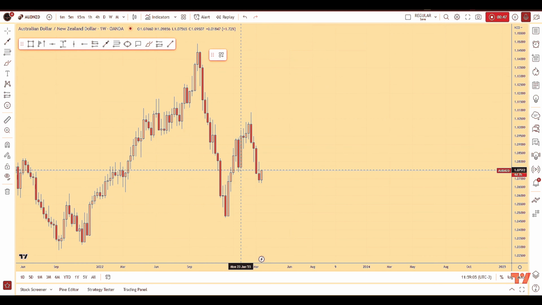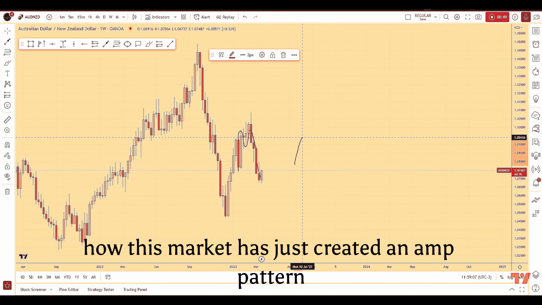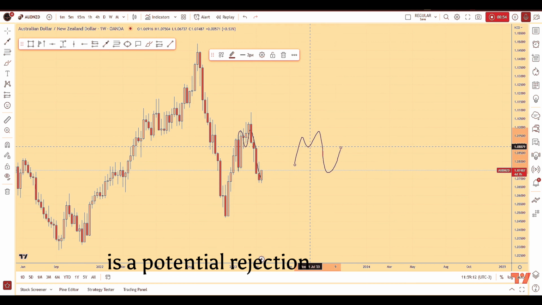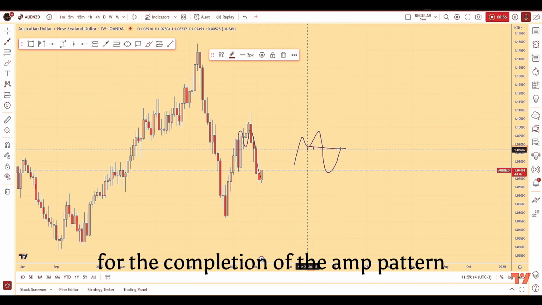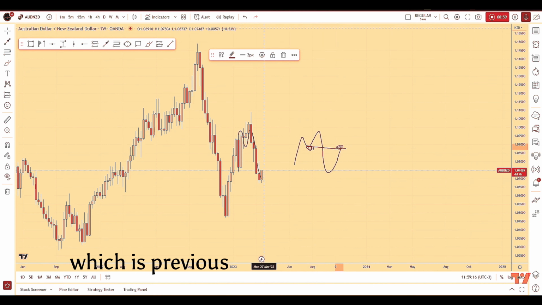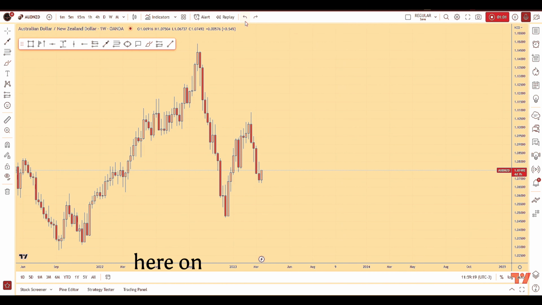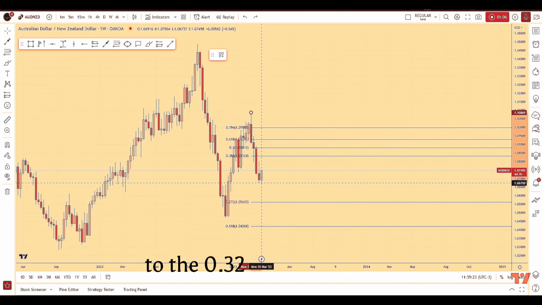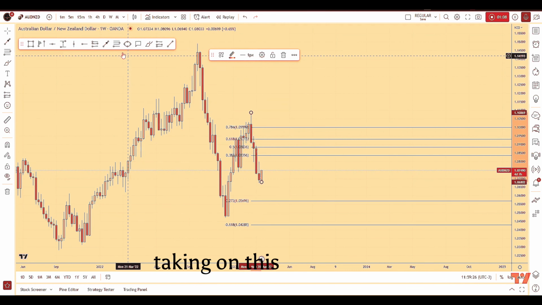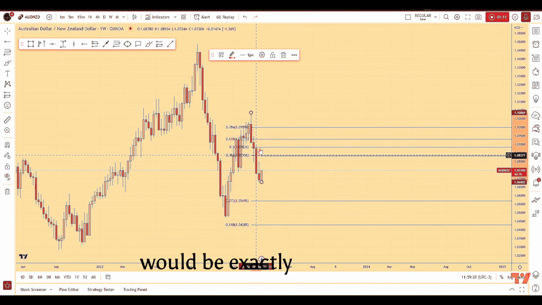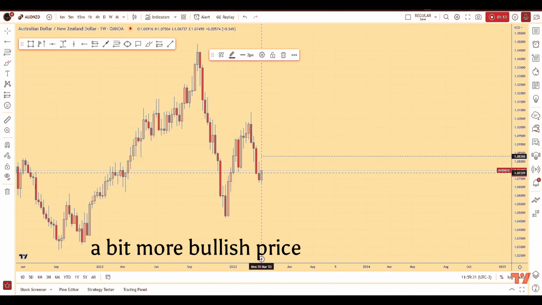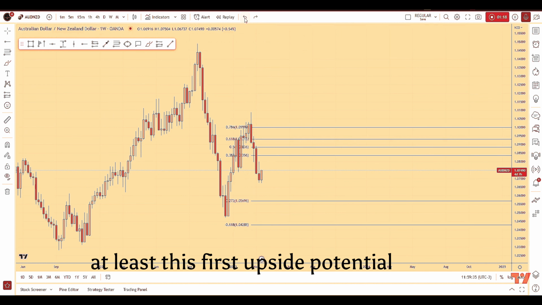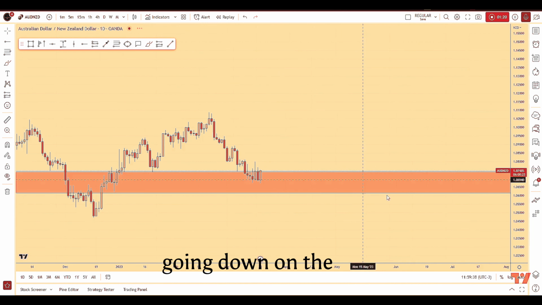Now here on the weekly, we can notice how this market has just created an M pattern, and in general, after the creation of an M pattern, what you would expect is a potential rejection to the upside for the completion of the M pattern at the neckline, which is previous support turned resistance here on the weekly time frame. Especially, we would like to see at least a correction to the 0.32 of the Fibonacci taken on this impulse leg, which in this case would be exactly at this zone. So a bit more bullish price action could be expected for the market to reach at least this first upside potential target. Going down on the daily, what do we see?